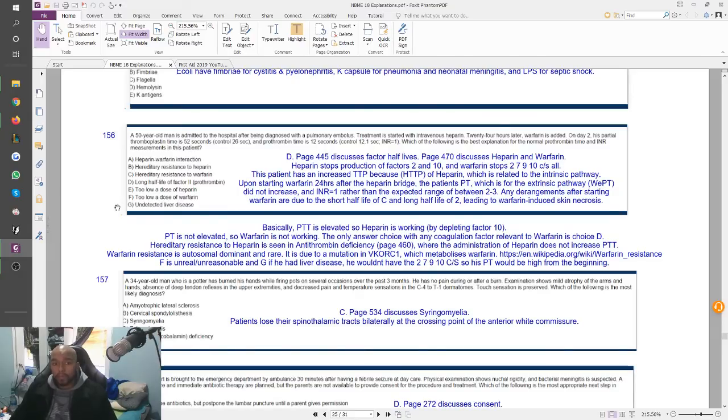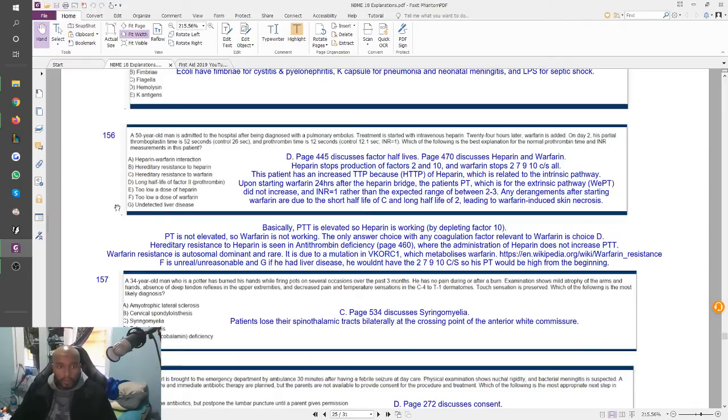Hereditary resistance to heparin is seen in antithrombin deficiency, where people are missing the antithrombin, which is just factor 3, where the administration of heparin does not increase PTT. Okay, but that's not what happened here. Warfarin resistance is autosomal dominant and extremely rare, and I had to look it up online, but it's not something that's related to this question at all.